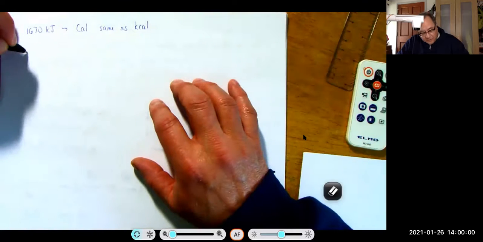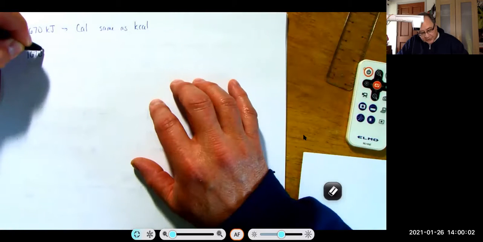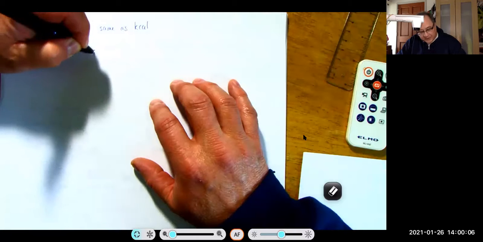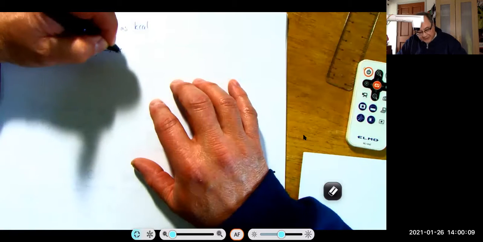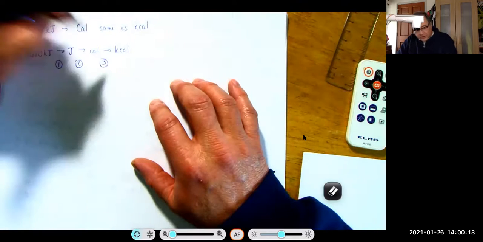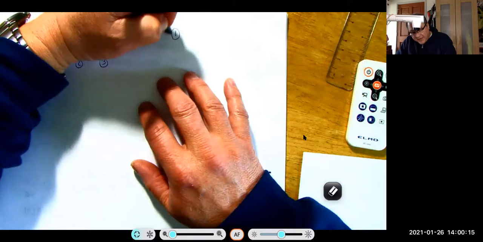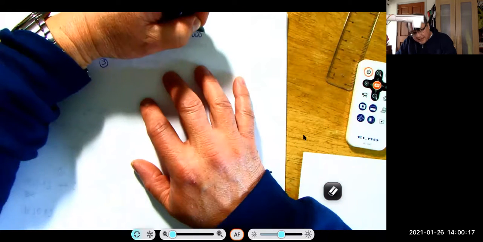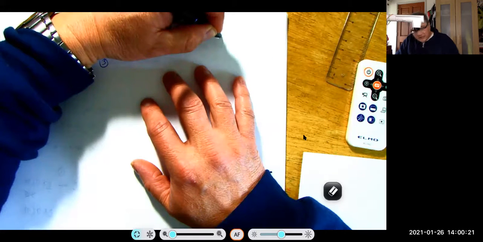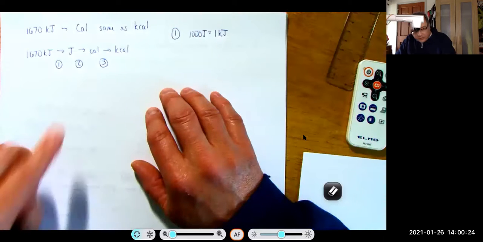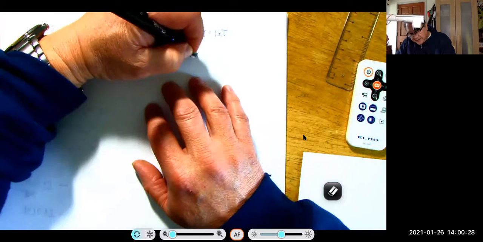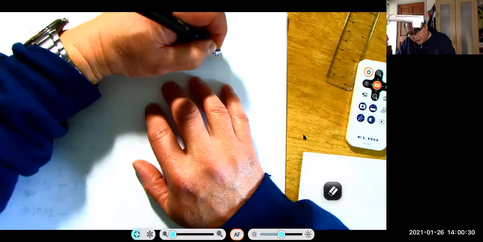So I had written before that I'm going to take the kilojoules, turn that into joules, turn that into lowercase calories, and turn that into kcals. And I had 1, 2, 3. So for number 1, we have 1,000 joules is 1 kJ, kilojoule. For number 2, we have 1 calorie is 4.184 joules.